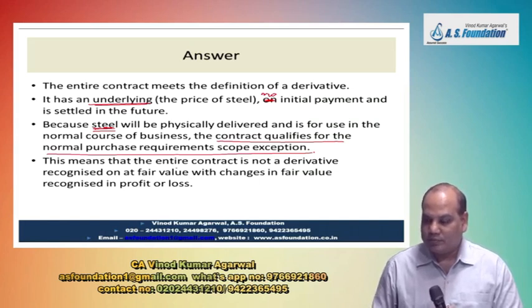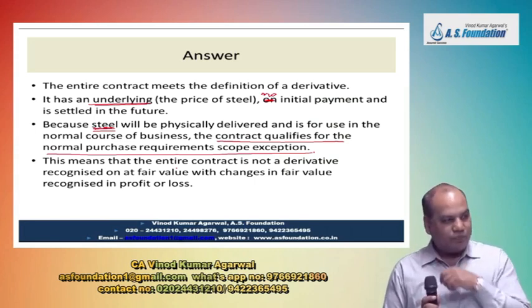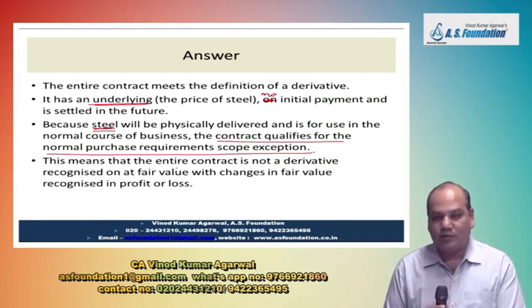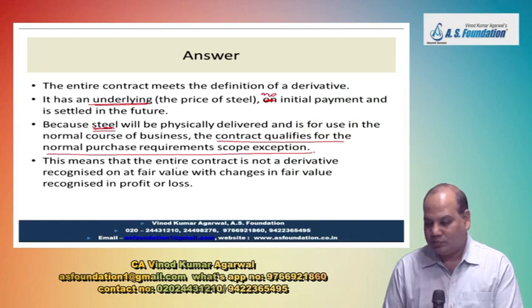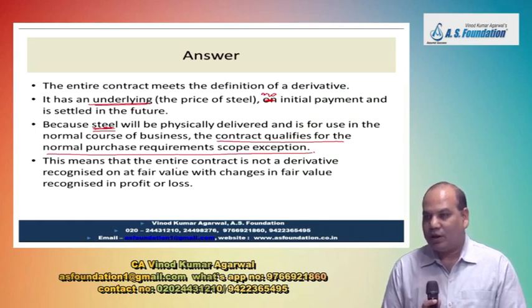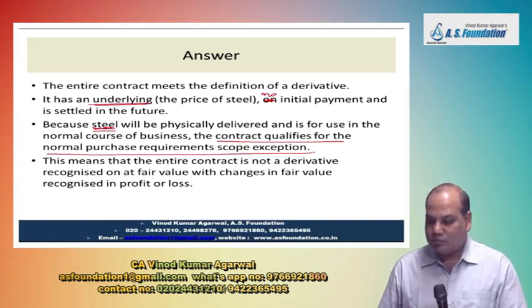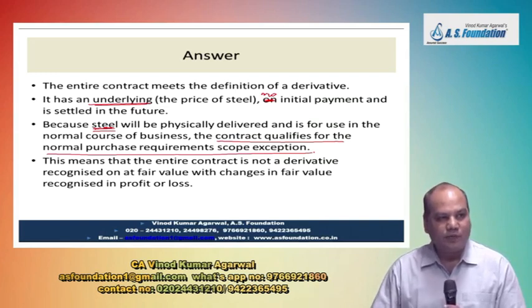This means that the entire contract is not a derivative recognized at fair value with changes in fair value recognized in profit or loss. So this whole contract is not an FVTPL instrument because it is having an underlying steel which will be settled by delivery of steel and making payment for steel.